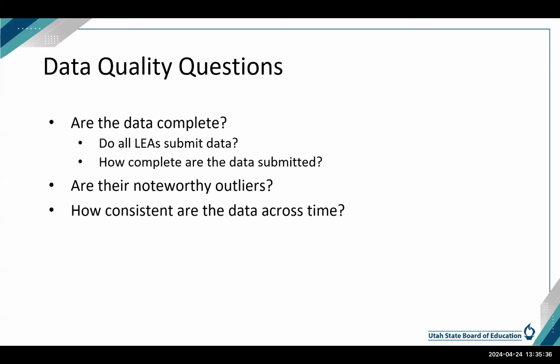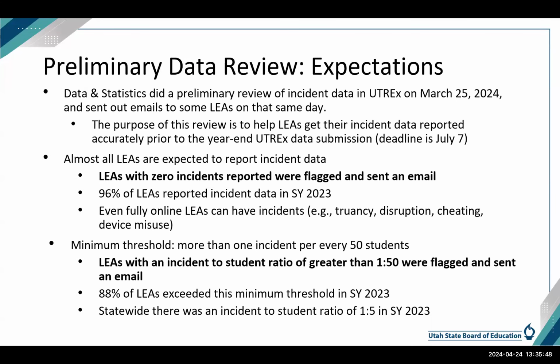All right, so these are some data quality questions that you might consider when you look at your data and that we certainly consider. We want to know if it's complete. We're looking for outliers, and we want to see some consistency across time. So to that end, every year, our group conducts a preliminary data review about this time of year. Our team just completed that. And this slide will show you some information about what we learned. Well, almost all LEAs are expected to report, and it looks like 96% of LEAs reported incident data in school year 23. But it looks like this time, how do we do?